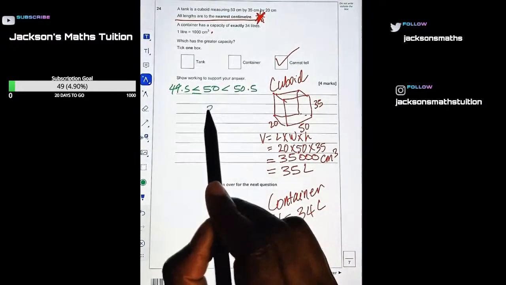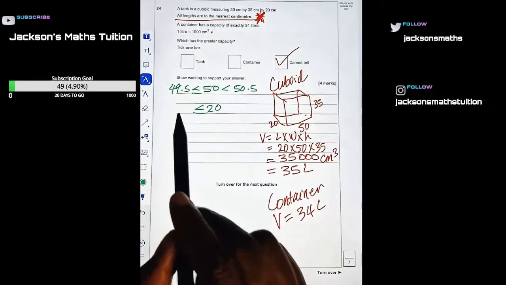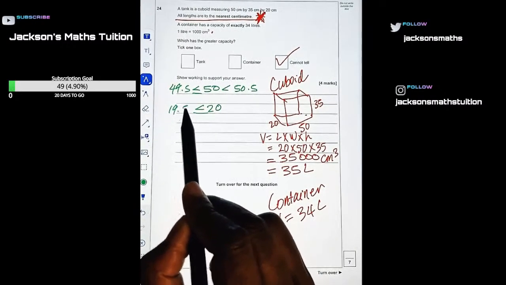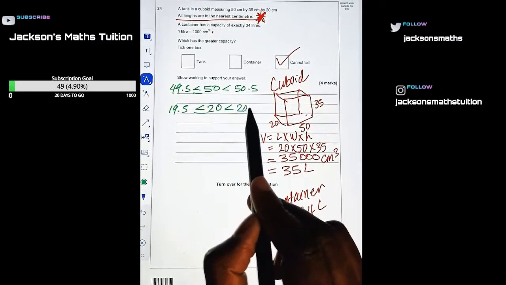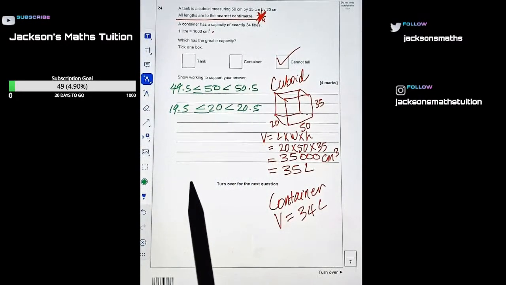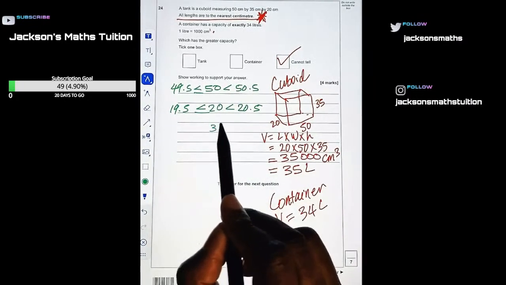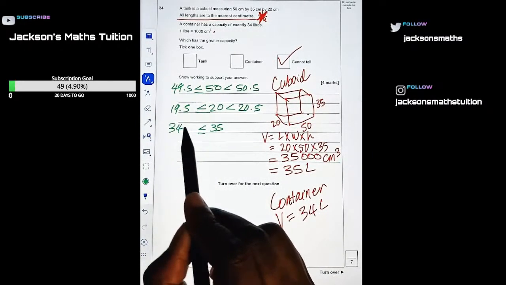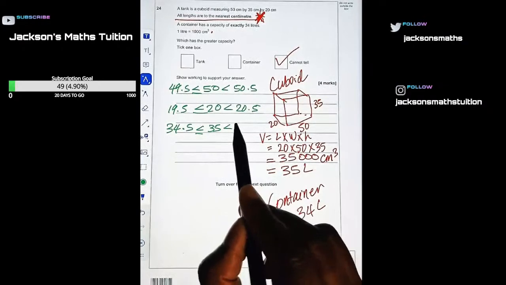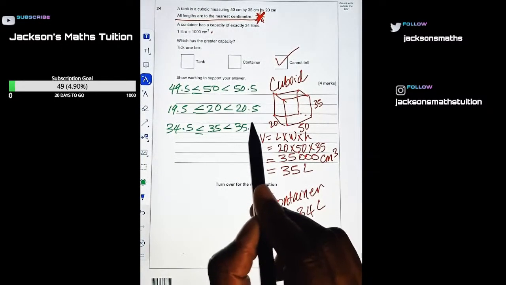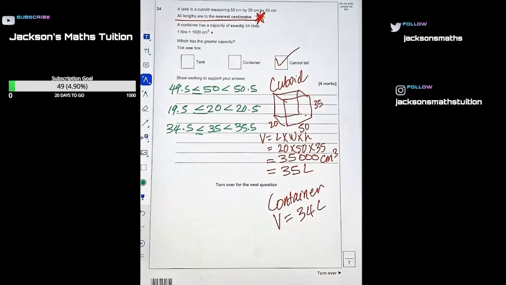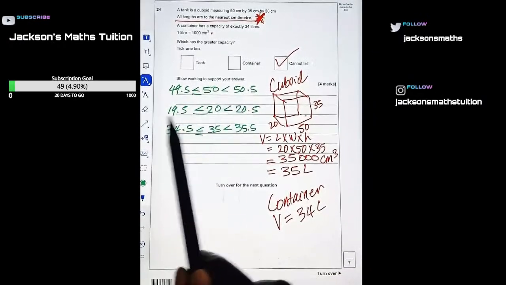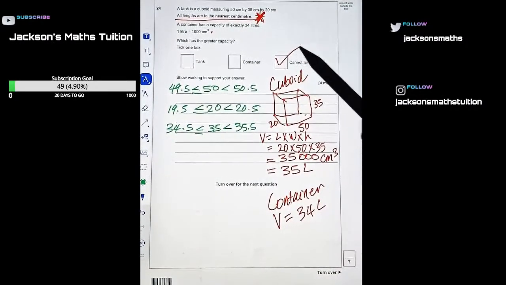For the 20 centimeters, if it's rounded to the nearest centimeter, then this is going to be 19.5 to less than 20.5. And then for the 35 centimeters, it could be greater than or equal to 34.5 and also less than 35.5. Now your measurements could be anywhere in these intervals. So we don't know exactly. So you cannot tell.